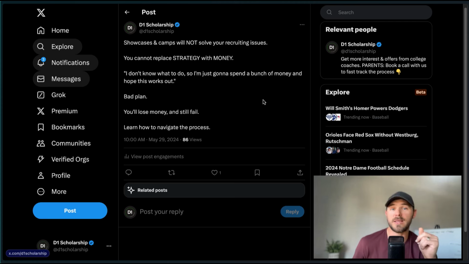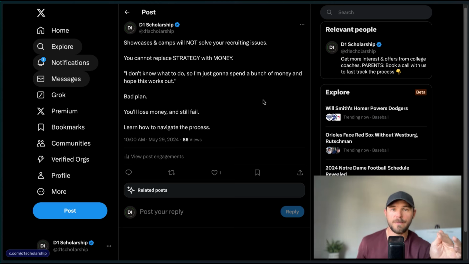Showcases and camps will not solve your recruiting issues. You cannot replace strategy with money. I love this line, and this is what I'm going to talk about in a second. I love that line. I don't know what to do, so I'm just going to spend a bunch of money and hope this works out. Bad plan. You'll lose money and still fail. Learn how to navigate the process. Okay, you cannot replace strategy with money.